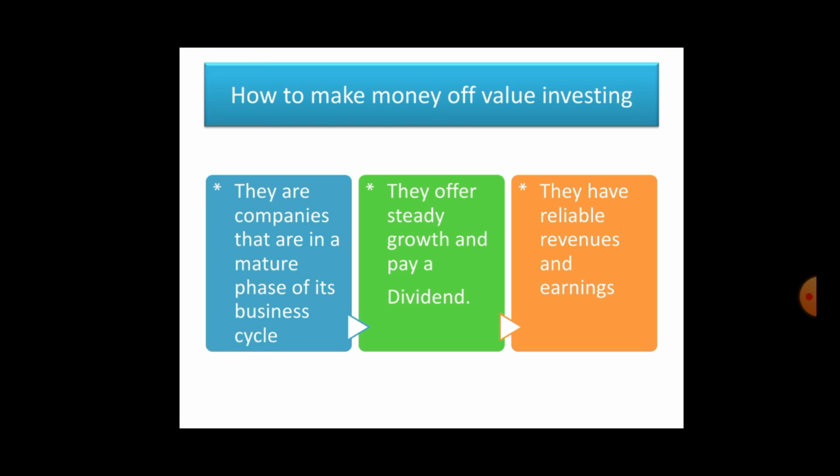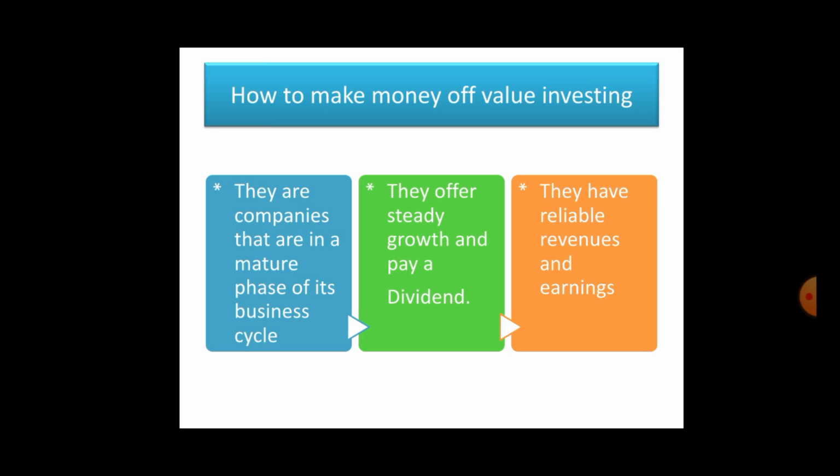Now we will explain value investing and offer insights on how to profit from this strategy. How to identify value stocks. Value stocks share many characteristics, but these are some of them. They are companies that are in the mature phase of their business cycle. They offer steady growth. They have reliable revenues and earnings. They may pay a dividend.